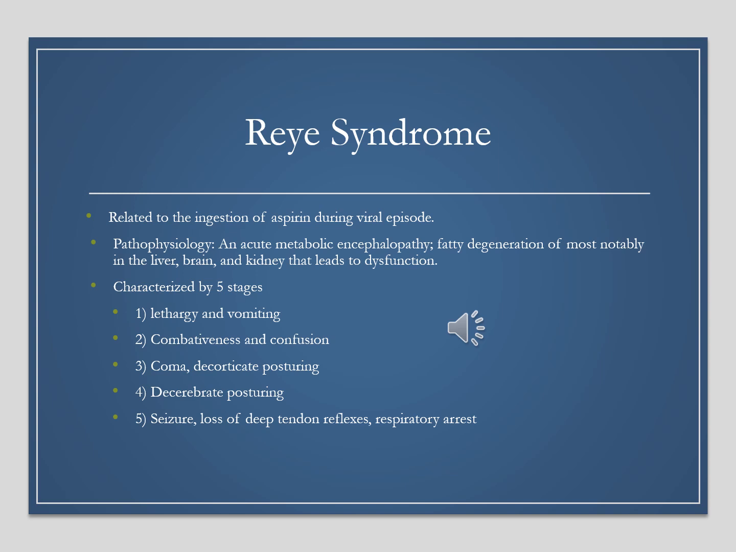So there are 5 different stages. You've got the first stage, which is lethargy and vomiting. Then the second stage entails combativeness and confusion, coma, and posturing, and then you're going to get decerebrate posturing in the 4th stage, and then the 5th stage is seizures, loss of deep tendon reflexes, and respiratory arrest.